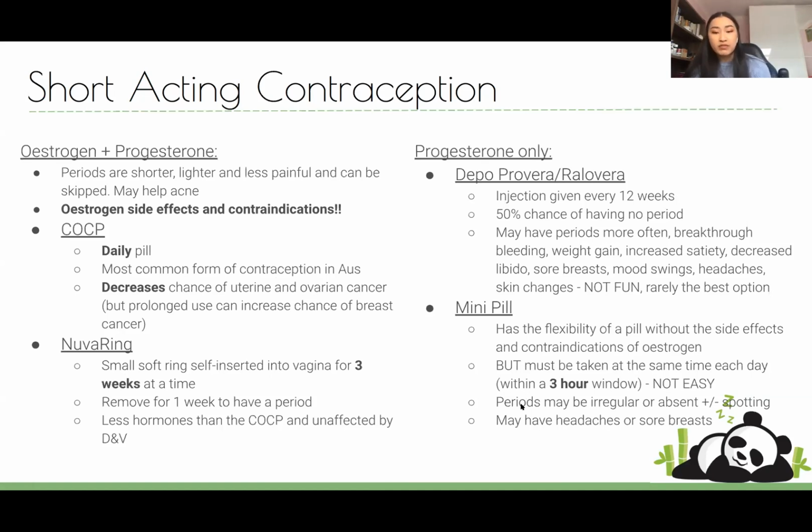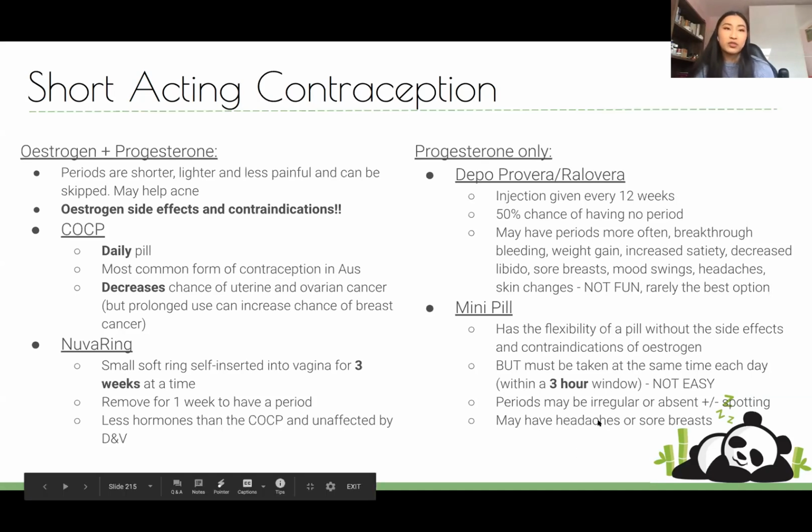The periods here can be irregular or absent. They might have spotting and they might have headaches or sore breasts. I wouldn't worry too much about those. You can pretty much rattle those side effects off for any contraceptive.